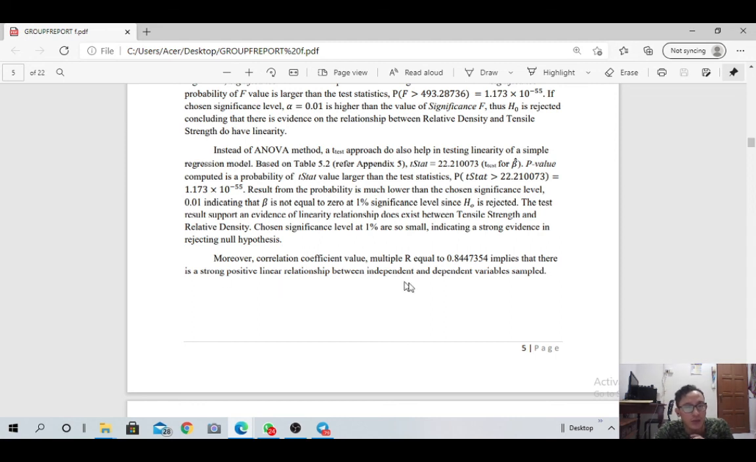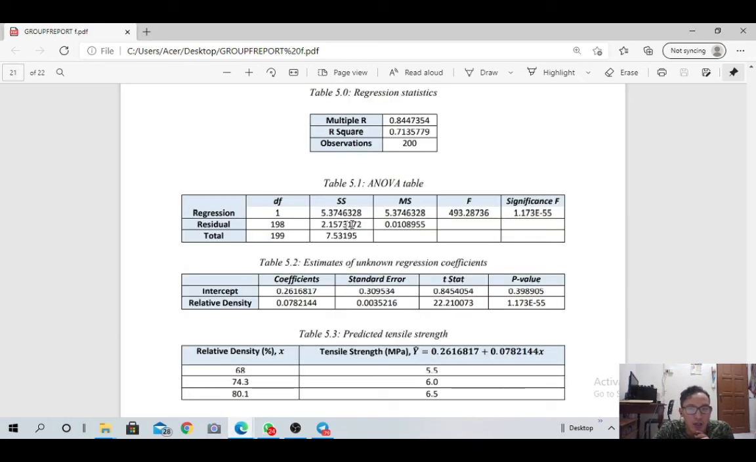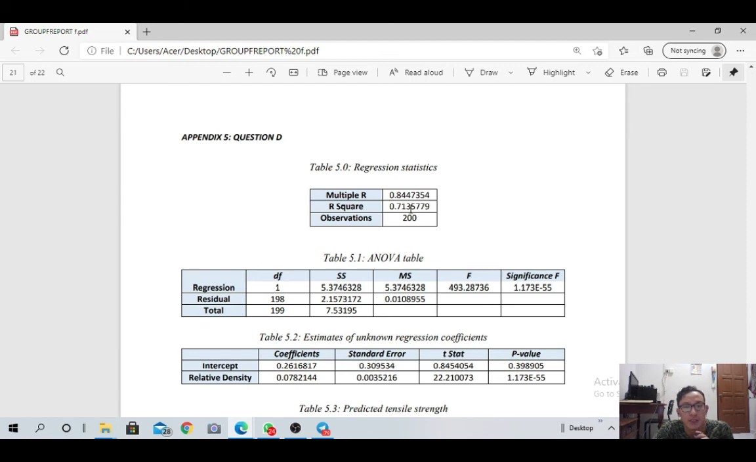Moreover, correlation coefficient value multiple R equal to 0.8447354 implies that there is a strong positive linear relationship between independent and dependent variable sample, as the table that we have created. So that's all from me.